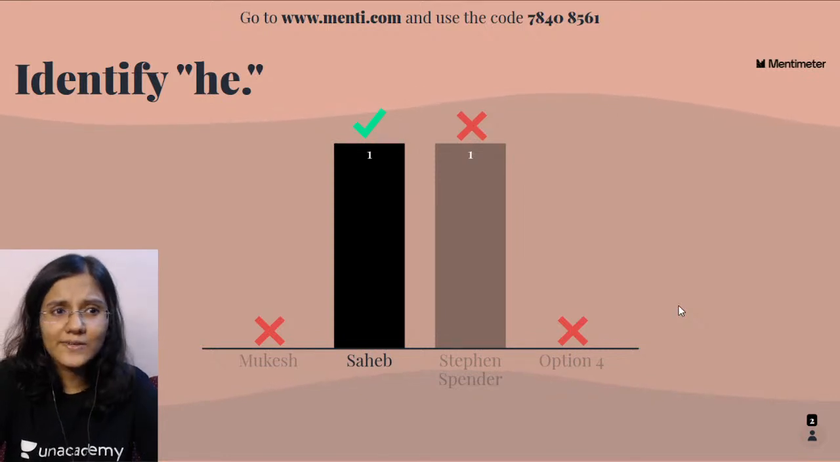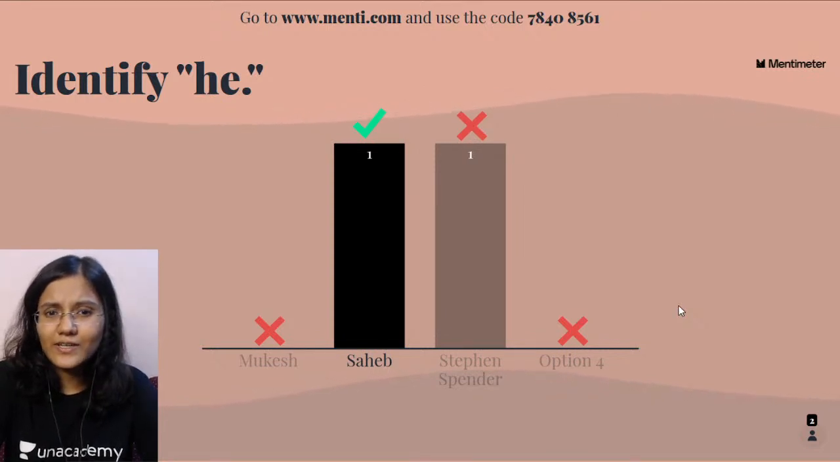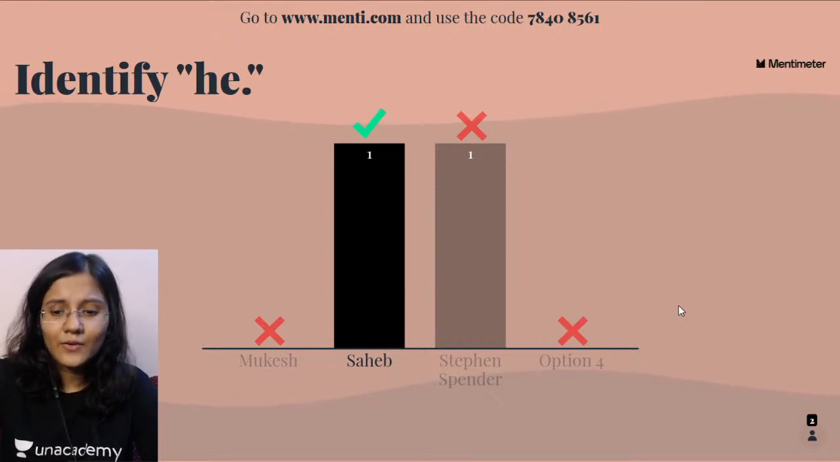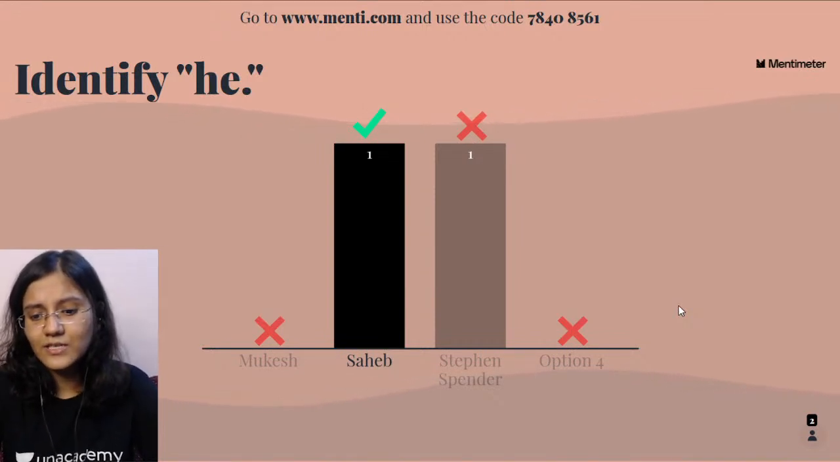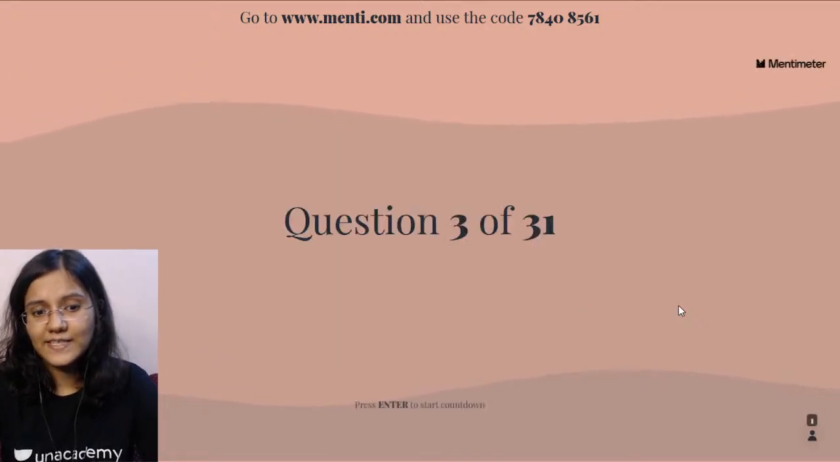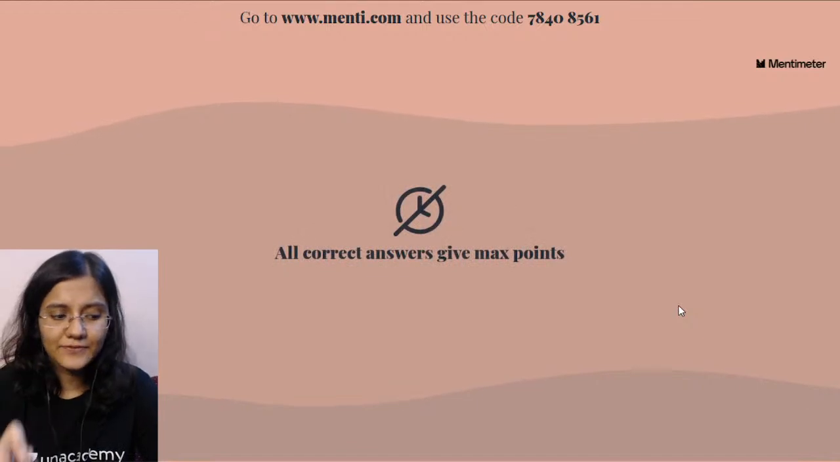Later on, she also talks to Mukesh. So there are two main characters in the story other than Anees Jung. One of them is Sahib, one of them is Mukesh. And the one we just encountered in that particular paragraph is Sahib.